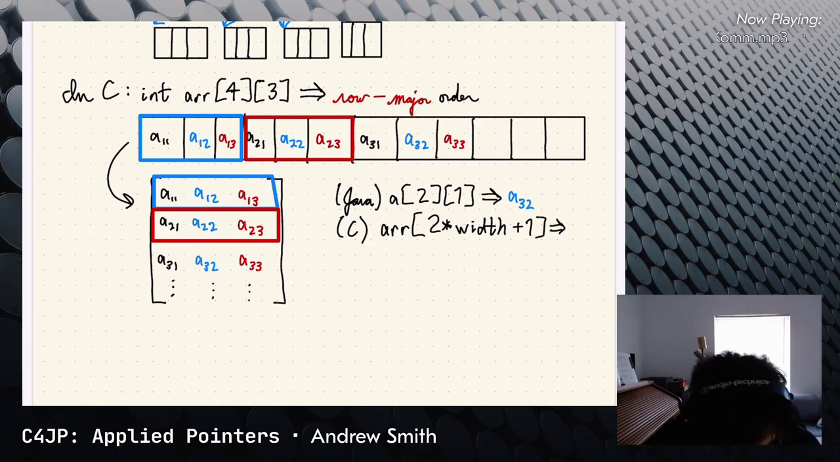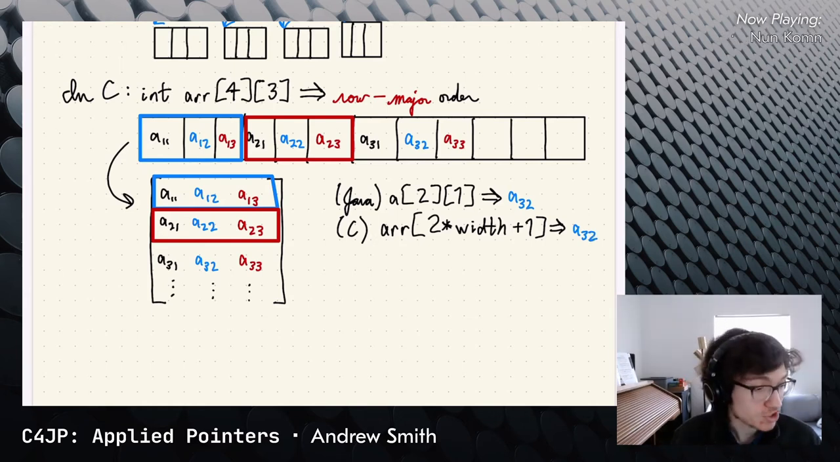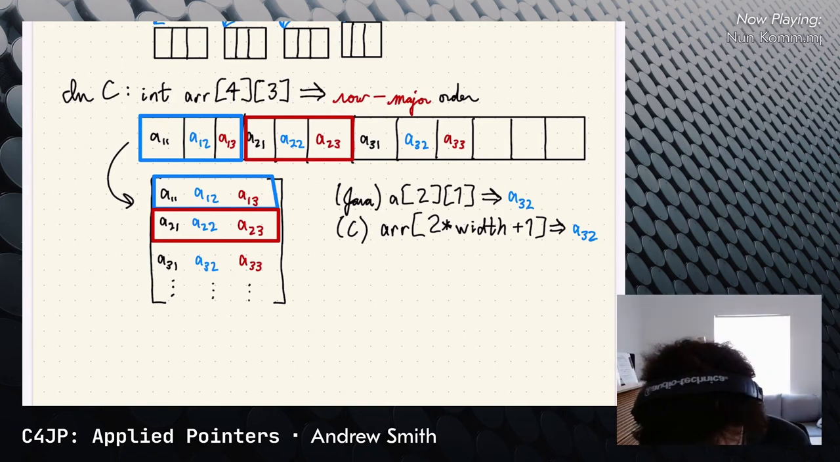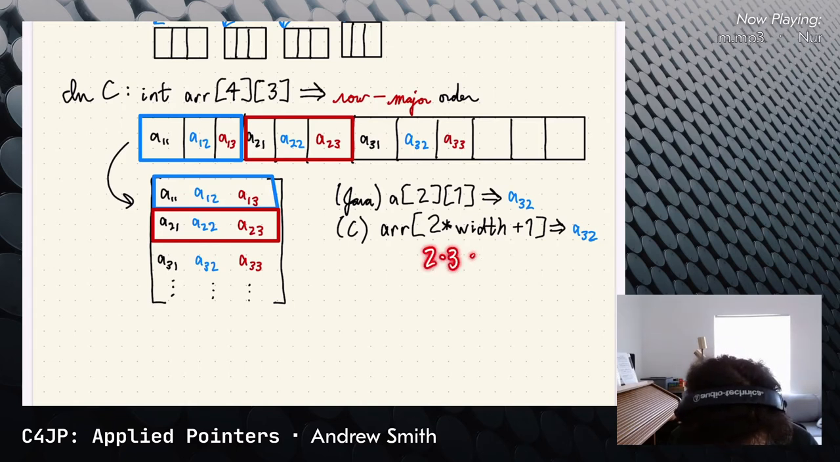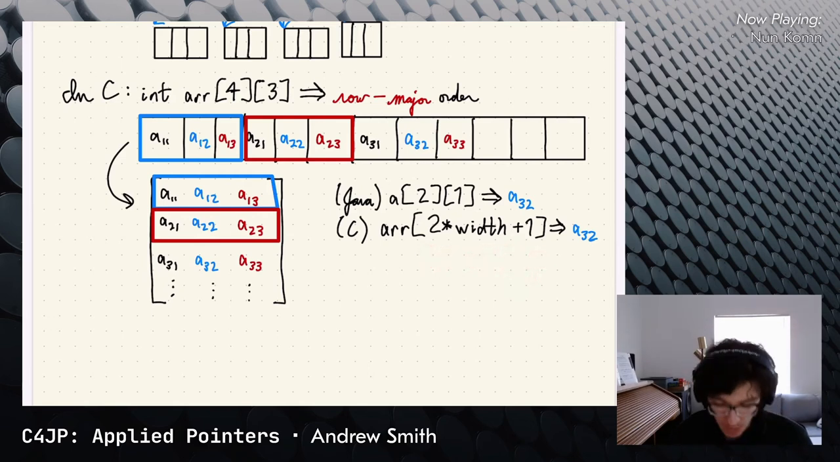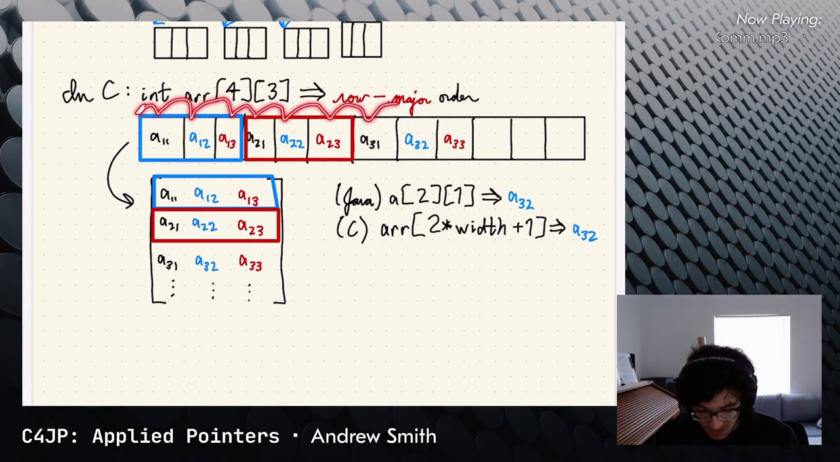And that will give us the same value, A, 3, 2. Let's just make sure that works. So if we do our math here, the width of this array is 3. So this is really 2 times 3 plus 1, which yields an offset of 7. Let's see if that works. We go in our array and we go to offset 0, 1, 2, 3, 4, 5, 6, 7. There we go. We got the value that we were looking for.